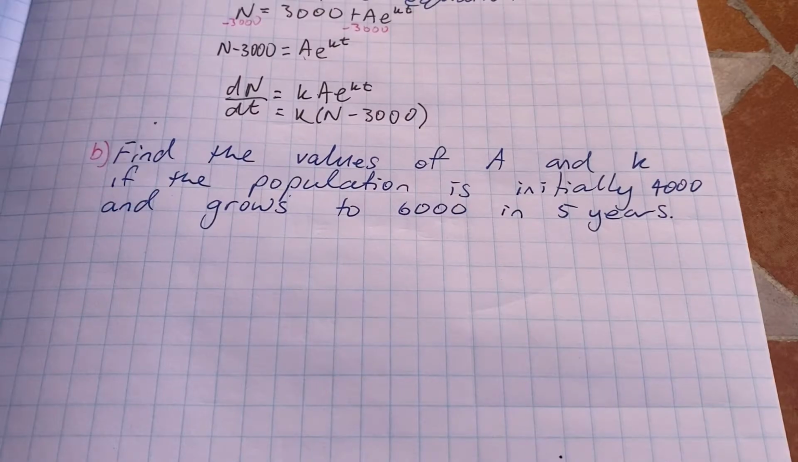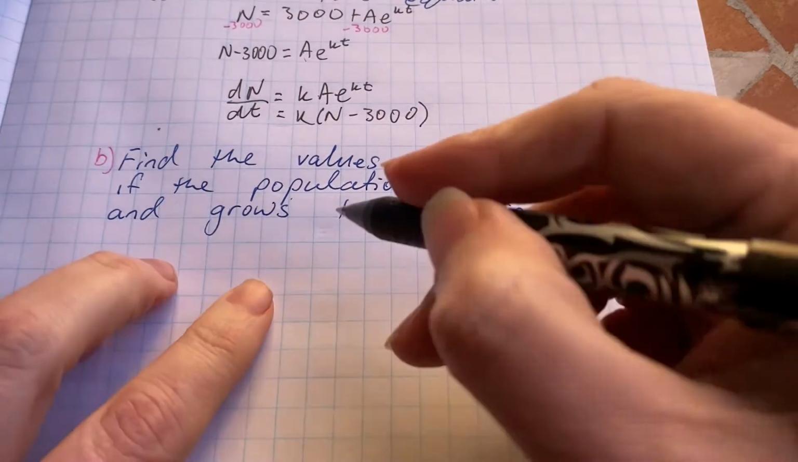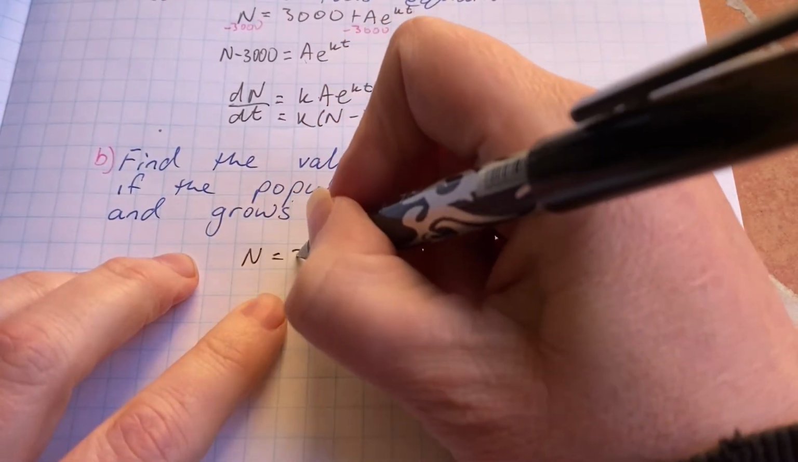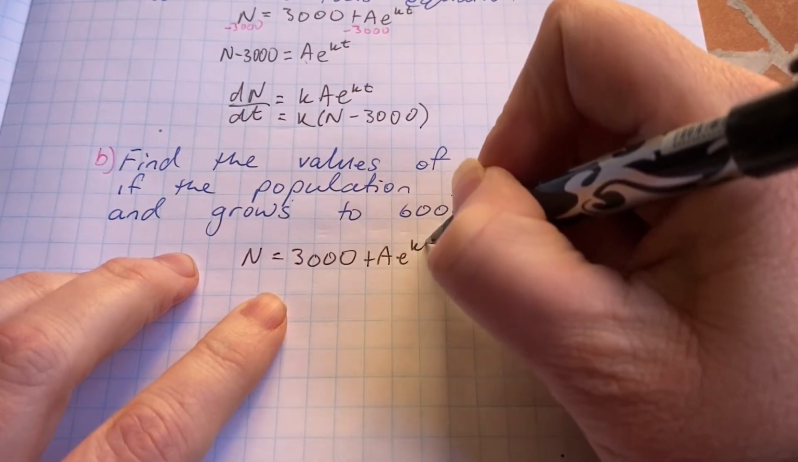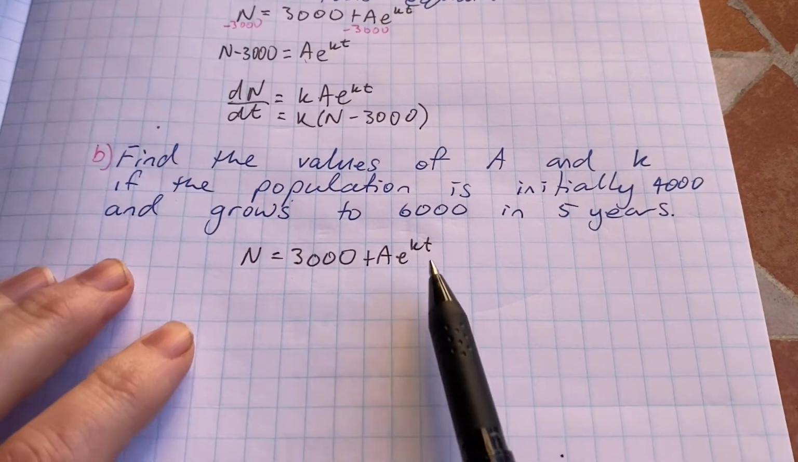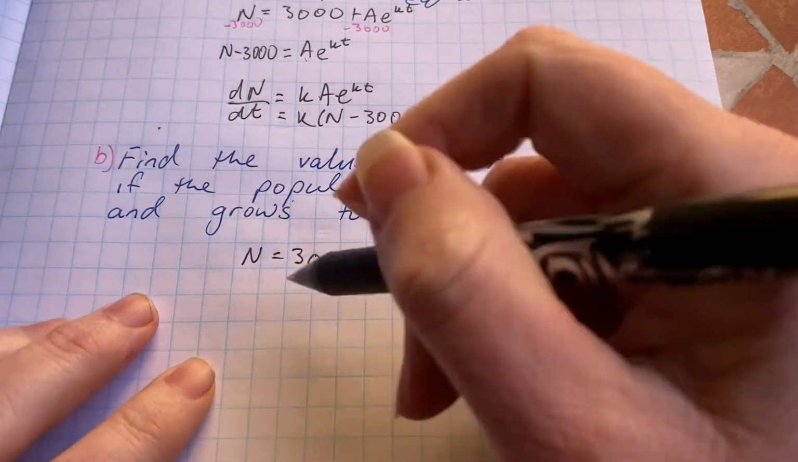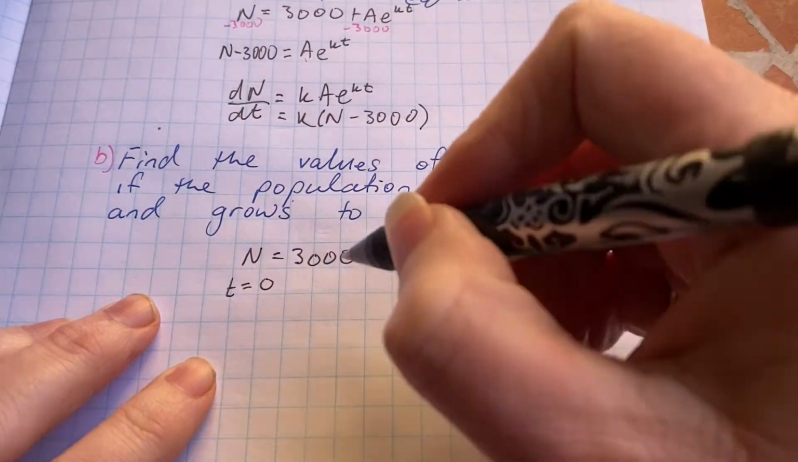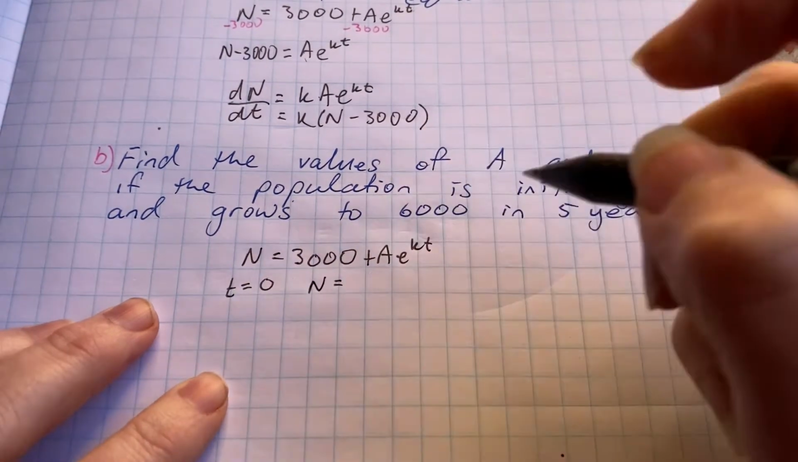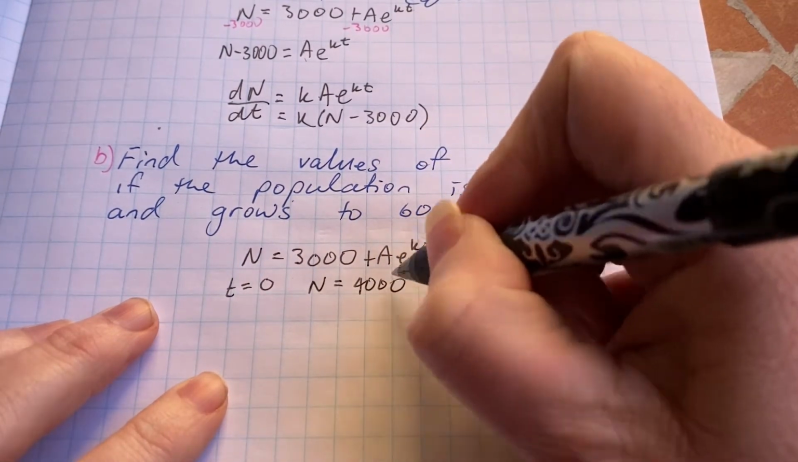In part B, we're asked to find the values of A and k if the population is initially 4,000 and grows to 6,000 in 5 years. So let's write down our equation again, and we're going to plug in those values to find them. Now it's always easiest if you plug in the initial values first. So we know that when t equals 0, initially, n is equal to 4,000.